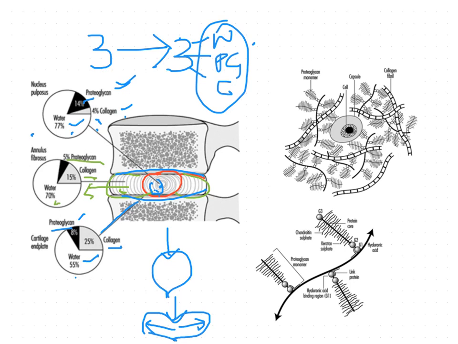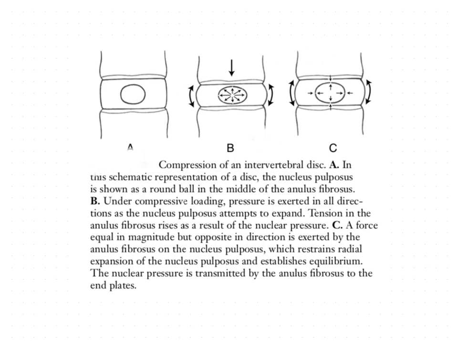If you apply some compressive forces, that is the thing we can see here. This is the normal nucleus pulposus, which is seen at the center. This is the annulus fibrosus and this one is the vertebral end plates. The round ball is the nucleus pulposus. Under compressive loading, the pressure is exerted in all directions as the nucleus pulposus expands. So the tension in the annulus fibrosus rises as a result of the nuclear pressure.